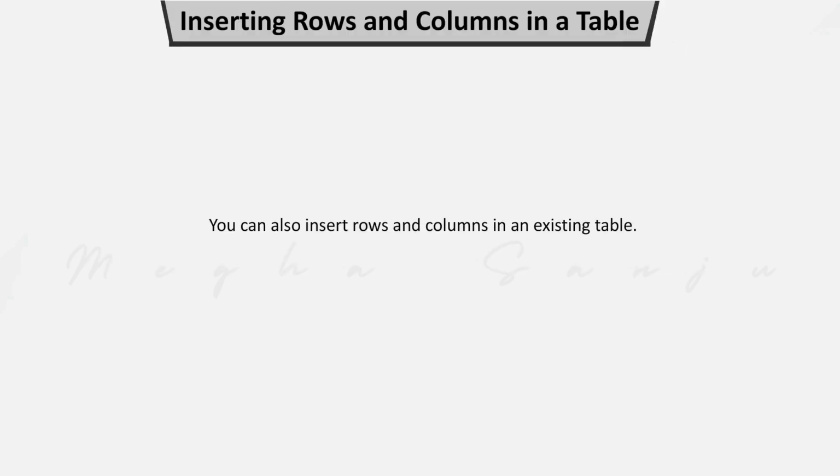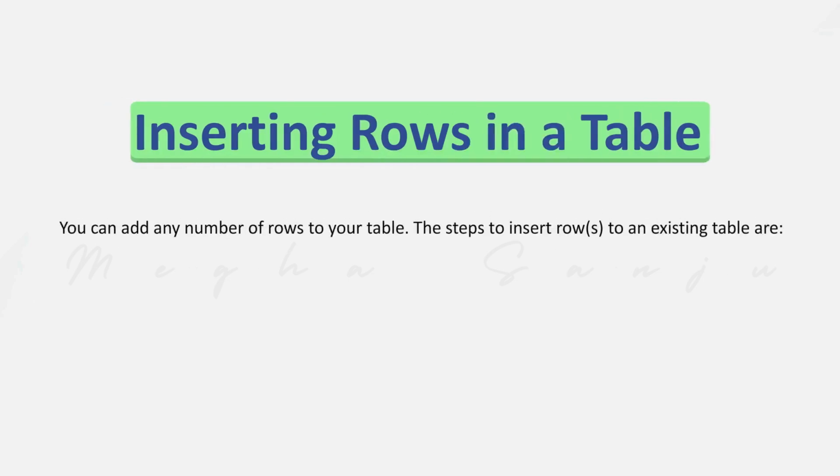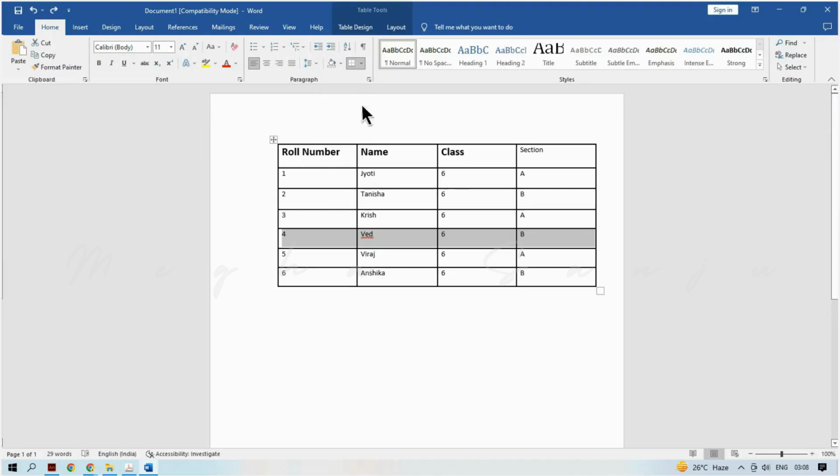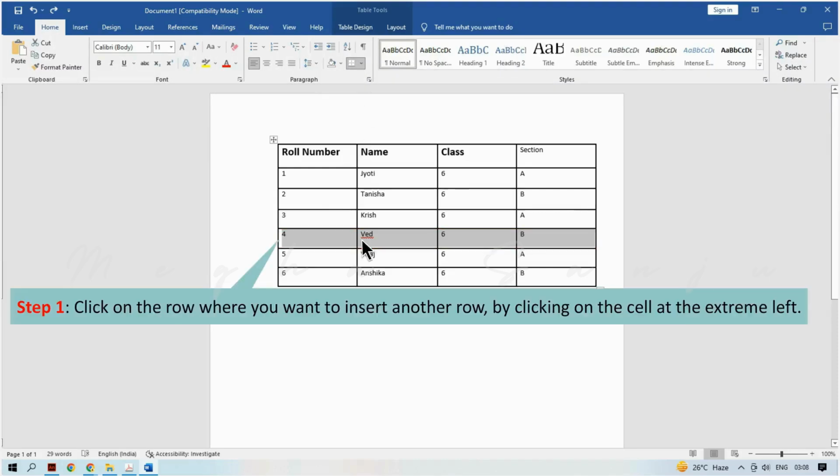Inserting rows and columns in a table. You can also insert rows and columns in an existing table. Inserting rows in a table. You can add any number of rows to your table. The steps to insert rows to an existing table are: Step 1. Click on the row where you want to insert another row by clicking on the cell at the extreme left.